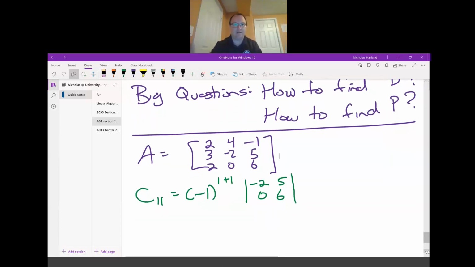Right. And so what's -1 to the 1 plus 1? That's 1. And what's this determinant? When it's a 2x2, we have a little formula for it. So what is the 2x2 determinant? All right, so that's going to be AD minus BC, just like the denominator when we were finding the inverse. The exact same thing. So for this matrix, what would that give us? That's right. I'll write it out. For the first one, negative 2 times 6 minus 5 times 0. In other words, that's negative 12.